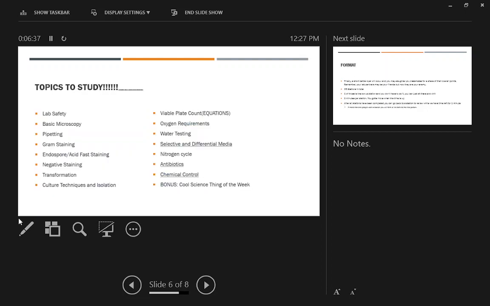Well, basically everything we've done at the beginning of the semester. Now, some things are a little bit more important to study than others. I mean, all of these are important. Like, I will have questions on lab safety. There will be questions on basic microscopy. There will be a staining station, with stains on them for each of these.